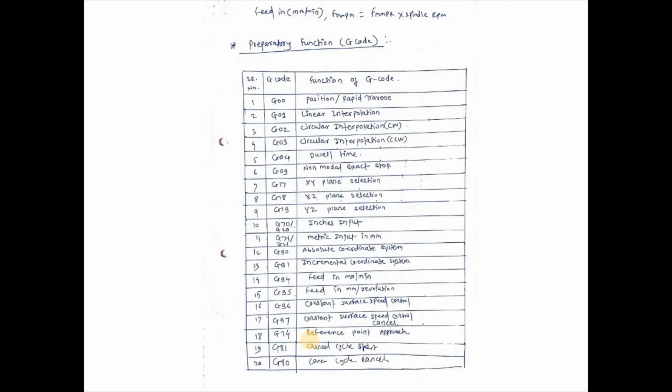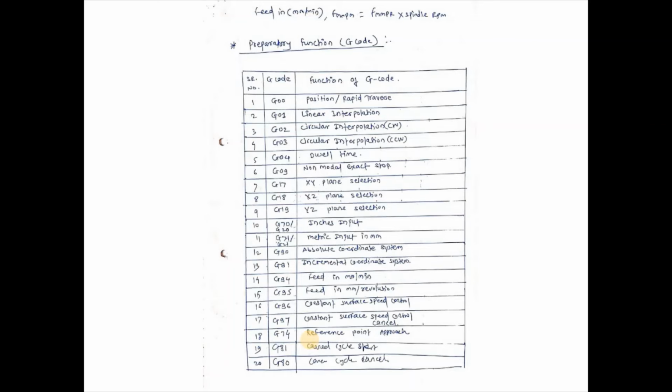Okay. Next, G04 is used for dwell time, meaning no operation time. Next, G09 is used for non-modal exact stop. It is not exactly stopping the program, just a non-modal exact stop. Whenever we require it, at that time we are going to use G09.